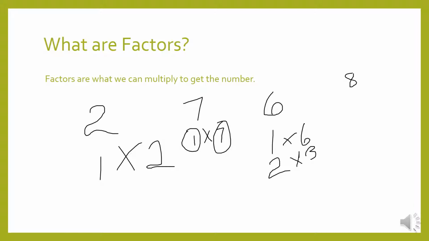Let's think of the number 8. What are the factors of 8? You have to think about what numbers you can multiply to give you 8. Those numbers are the factors. So let's think. 1 times 8 will give us 8, so 1 and 8 are factors of 8. 2 times 4 will give us 8, so 2 and 4 are also factors of 8. So this is what factors are.